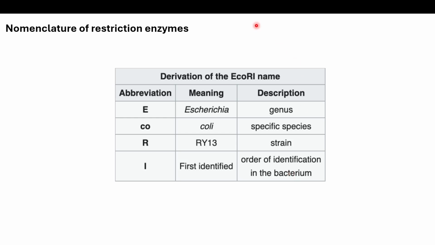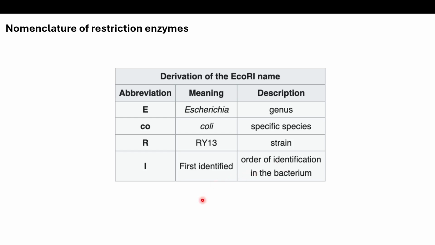Okay. Now let's come to how to name the restriction enzymes, which I think many of you will know. Suppose we are talking about the name EcoRI. E comes from the genus of the species we are talking about, in this case Escherichia. Then co, which is always lowercase, comes from coli, which refers to the specific species. With this, R or RY13 refers to the strain of the particular bacteria we are talking about, and then the numeral I refers to the order of identification in the bacteria.